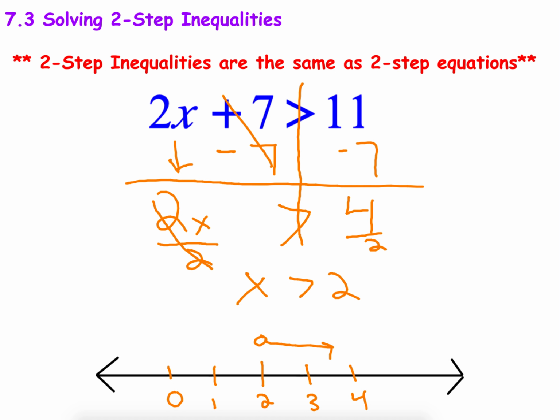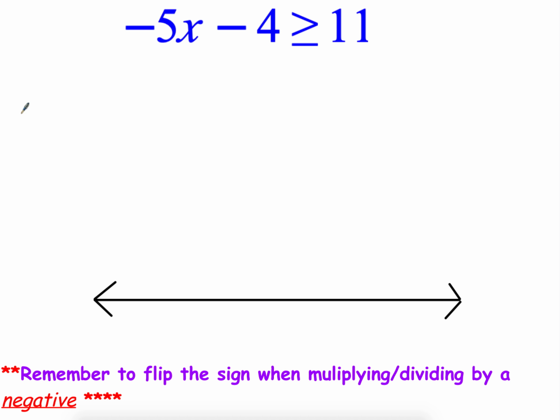Now let's look at another one. Remember, we do need to flip our sign when multiplying or dividing by a negative number. That rule still applies. So if you haven't seen the video for one-step inequalities, make sure you watch that, because that rule is still relevant. We solve it the exact same way as we solve a two-step equation. First thing I want to do is get rid of my constant. I want to get rid of the minus 4.